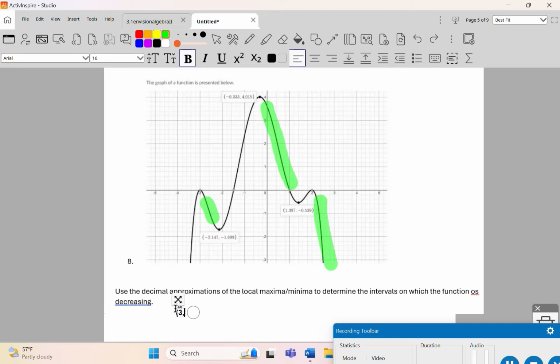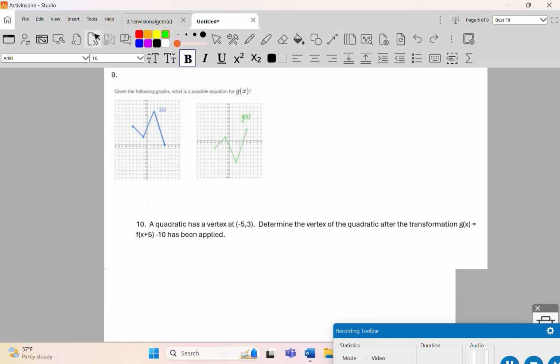But I'm decreasing from 3 to -2.147, I think. The next interval of decreasing starts at -0.333. And I stop decreasing at 1.397. Union with, the next interval of decreasing happens at 2. And it decreases forever to the right-hand side, so all the way to infinity. Ta-da!